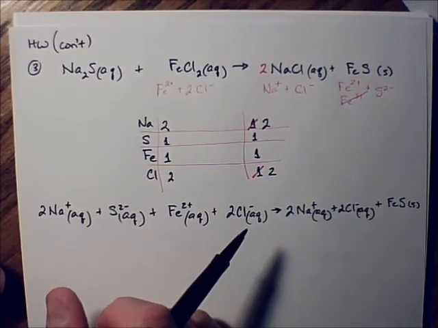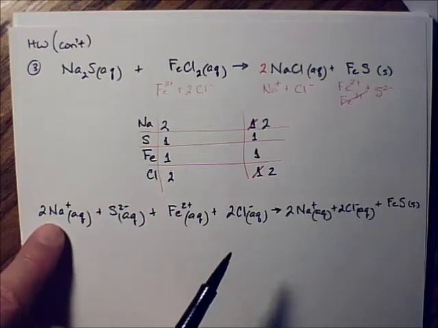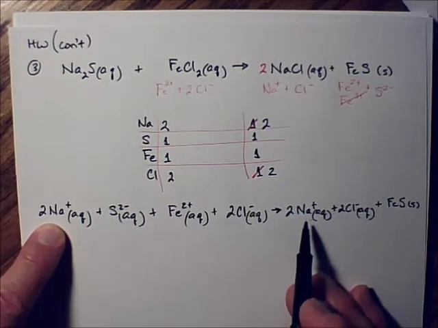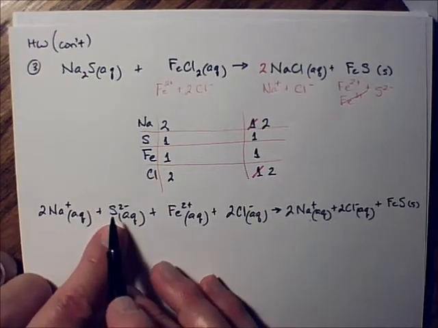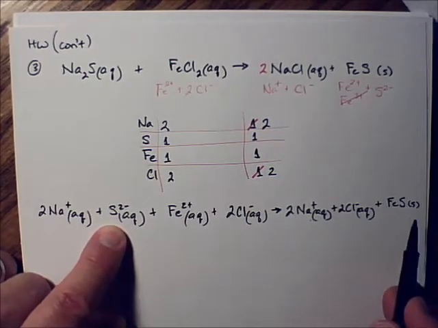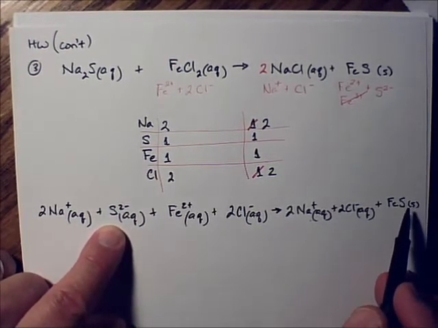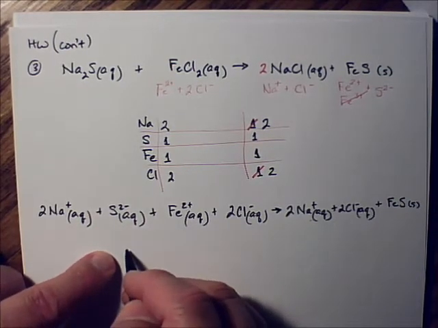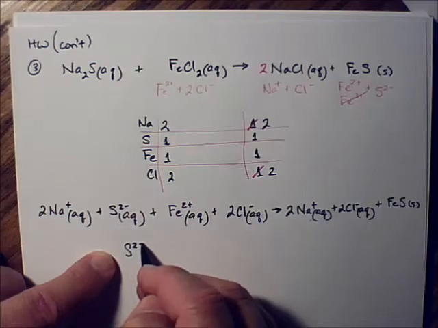For the net ionic equation, we write only those things that change. Sodium is here, sodium ion here. They're exactly the same, so we're not going to keep that. Sulfur here is an ion that's aqueous, and over here it's part of a solid compound that's solid. So that's a change. We're going to keep the sulfur or sulfide ion.